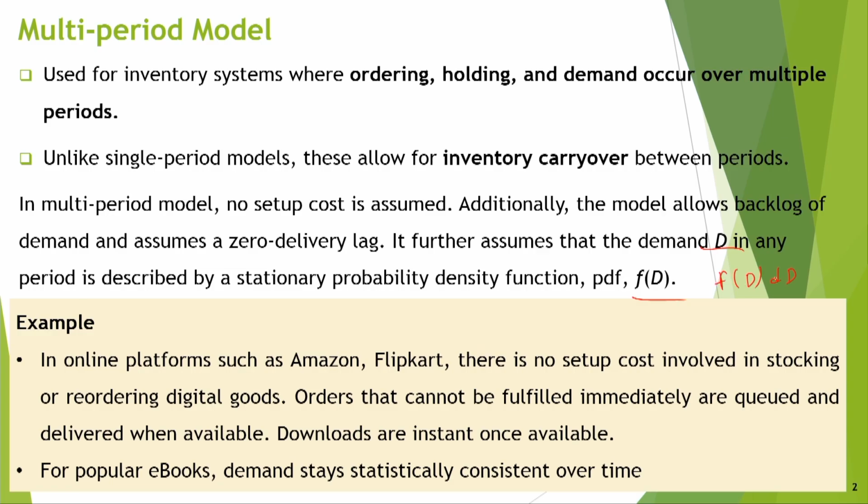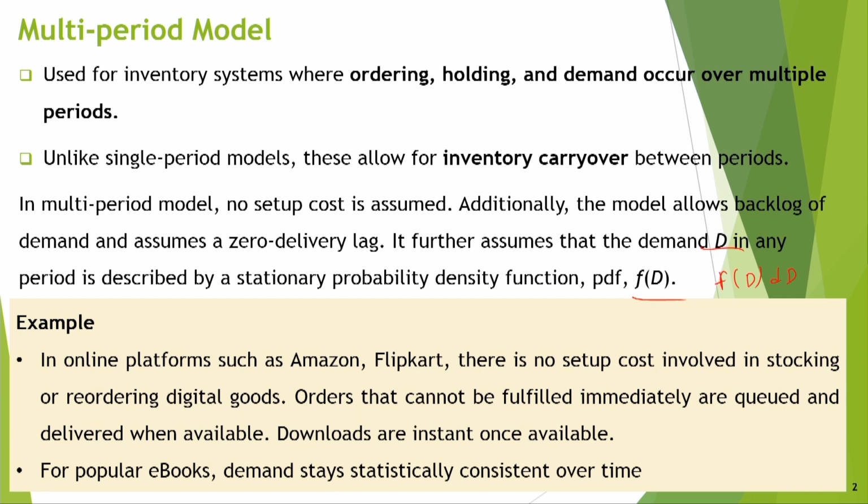Everything is probabilistic. Okay. An example is online platforms such as Amazon and Flipkart, where there is no setup cost involved in stocking or reordering digital goods. Orders that cannot be fulfilled immediately are queued and delivered when available. So, that means there is no further setup cost. Back orders are delivered later on, and downloads are instant once available. That means as soon as something is available, it will be immediately downloaded. So, that is why we say zero delivery lag.